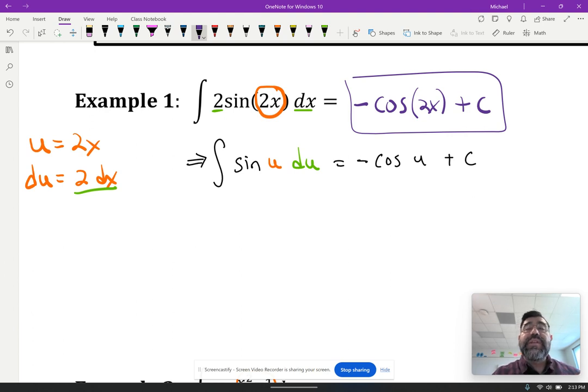U substitution allows us to make a complicated looking integral a little less complicated looking so that I can take the antiderivative. But then I have to keep in mind, if I'm doing an antiderivative, I got to go back to the original variable, which is what I did here. So if you think about it, I kind of went from here to here, from here to here, and then I went back. That's it.